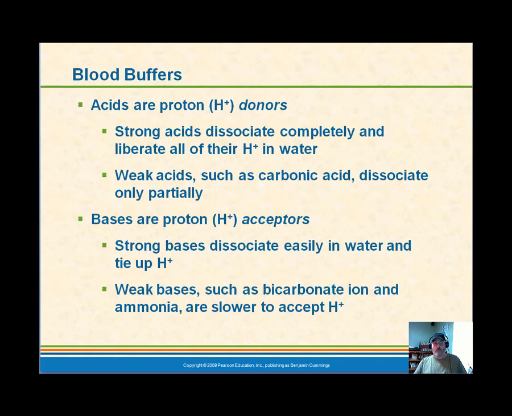Here we go. Acids are proton donors, and you don't really need to know that they're proton donors, but you should know that an excess of hydrogen is an acid. Strong acids will dissociate completely and liberate all of their hydrogen into water. Weak acids, like carbonic acid, dissociate only partly. Bases are proton acceptors, that is, they will accept hydrogen ions, and strong bases dissociate easily in water, and they will tie up the hydrogen. Weak bases, such as bicarbonate ion and ammonia, are slower to accept the hydrogen ion.